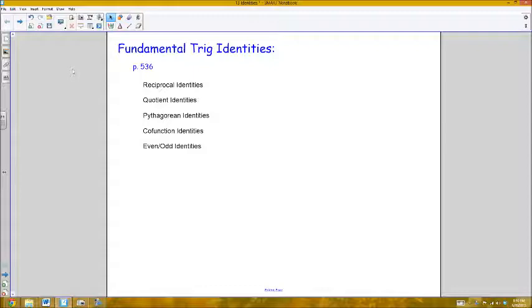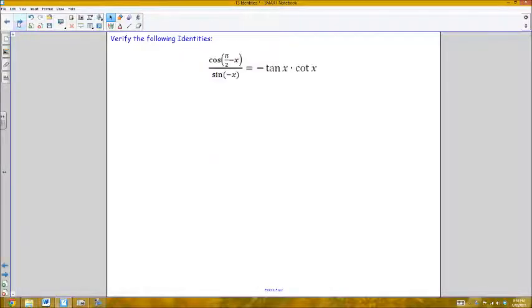If you're still having trouble remembering them, you can come see me for extra help. I'll give you some tips on helping to memorize them. But for now, I would recommend taking out your textbook and turning to page 536 so that as we go through these examples, you can see which identities I refer to by name.